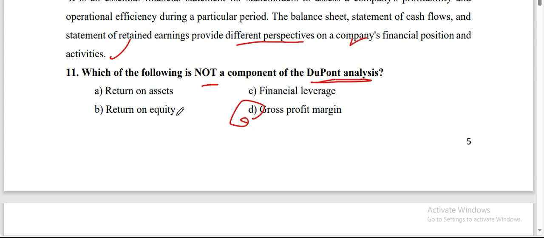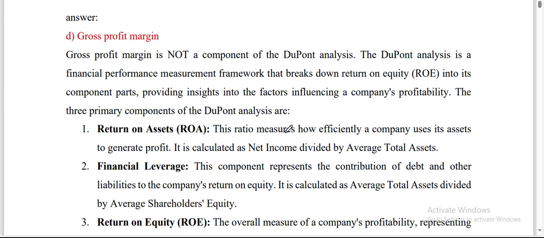Financial leverage, return on assets, and return on equity are the basic DuPont components, but gross profit margin is not a component of DuPont analysis. We will see descriptions. DuPont analysis is a financial performance measurement framework that breaks down return on equity into its component parts, providing insight into the factors influencing a company's profitability. There are three basic components: option A, return on assets, financial leverage, option C, and option B, return on equity. So the descriptions of these are mentioned.